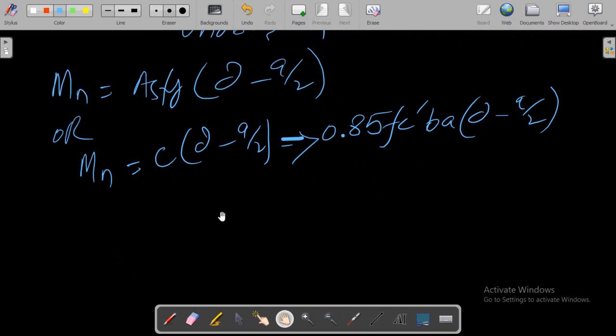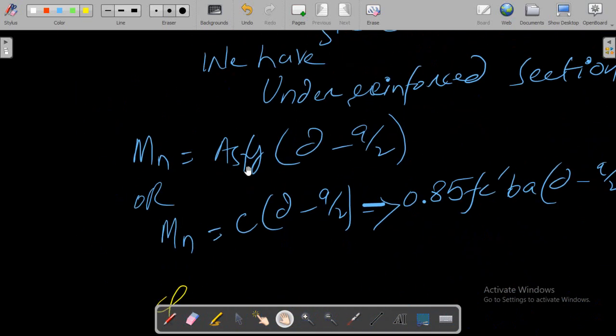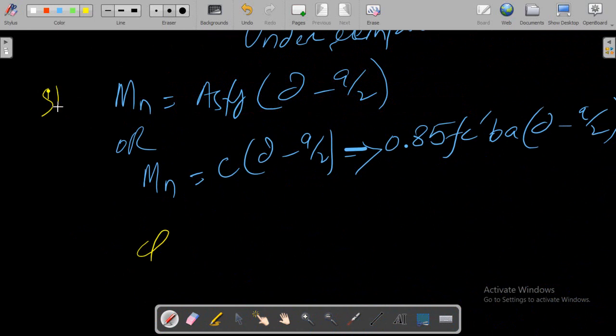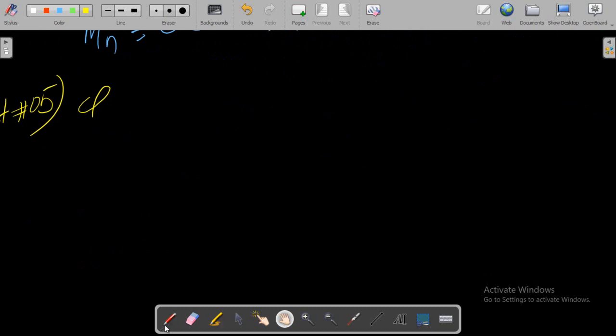Both equations will give you the same results. This is important. Now after that we will adjust the phi factor. Let me write down the steps. This is step 3, and this is step number 4, and this one will be step number 5. We have to adjust the phi factor. How to adjust the phi factor?